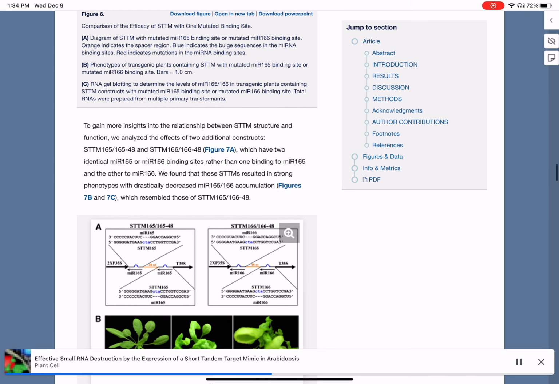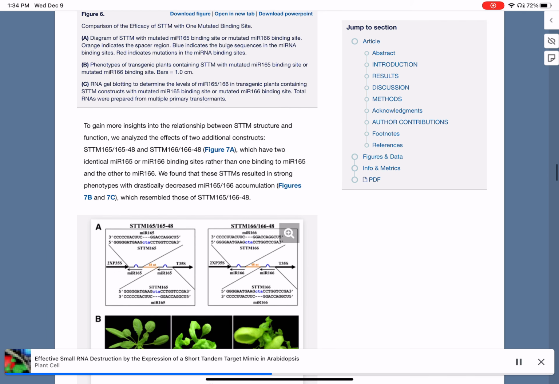We further compared the efficacy of these different STTM constructs in the reduction of miR-166 levels. We found that although the expression level of STTM in STTM 165-165-48 or STTM 165-166-48 transgenic plants is slightly lower than that in the STTM 165-166del48 or STTM 165-166-MUT48 transgenic plants, in some cases the extent of reduction of miR-166 is higher. See supplemental figure 6 online.